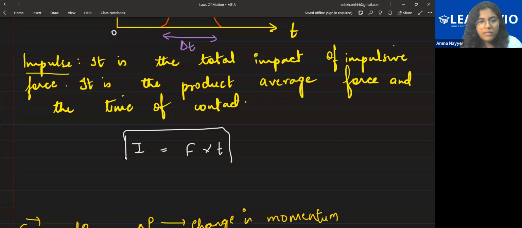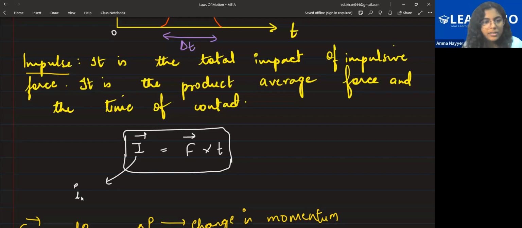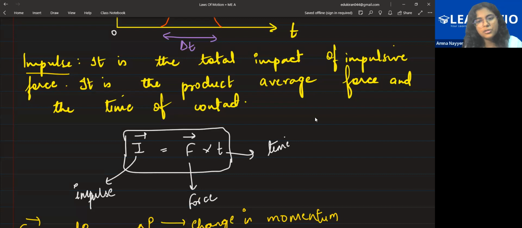It's also a vector quantity, and force is also a vector quantity. So yes, it is the total impact of impulsive force. It is the product of average force and the time of contact. So I shows the impulse, F shows the force, T shows the time duration, and one thing, this duration is very short.